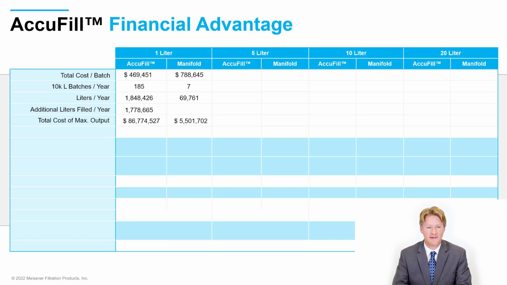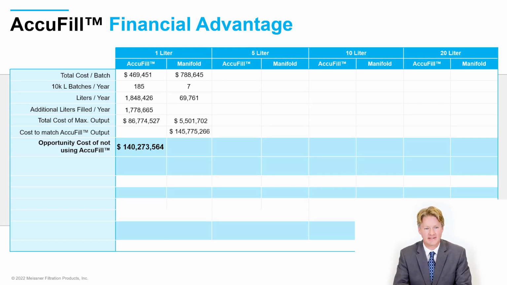The total cost of the maximum output for the AccuFill is about $87 million, and for the manifold, it's about $5.5 million. But for the manifold assembly to match the output of the AccuFill system, the total cost would be $145 million. So the opportunity cost of not using the AccuFill is about $140 million.